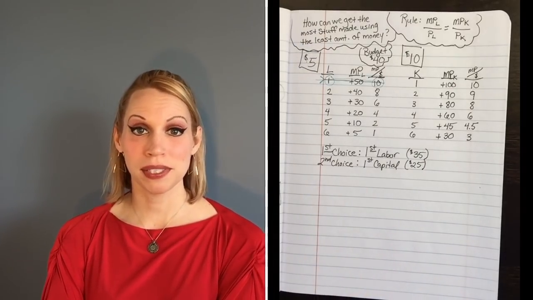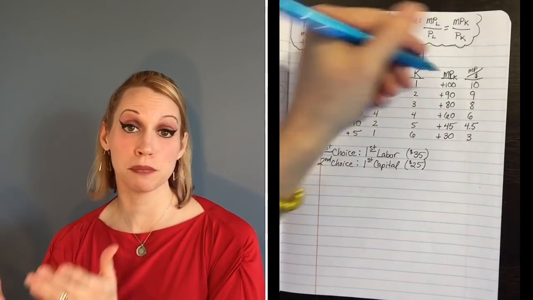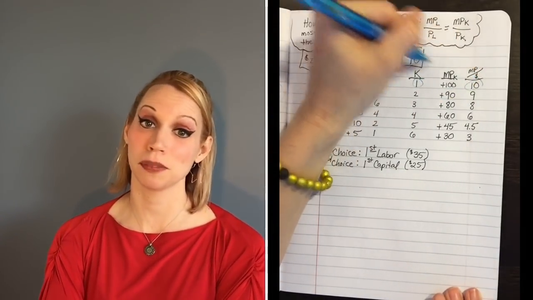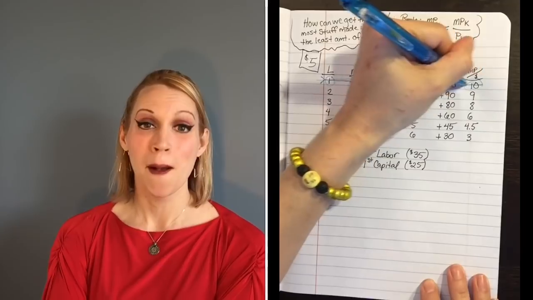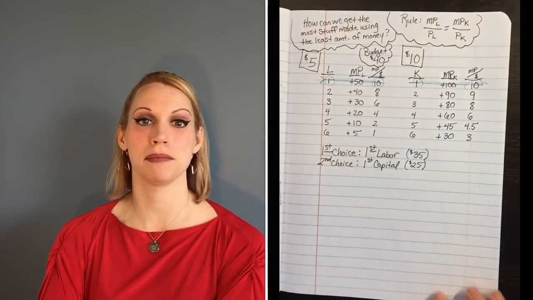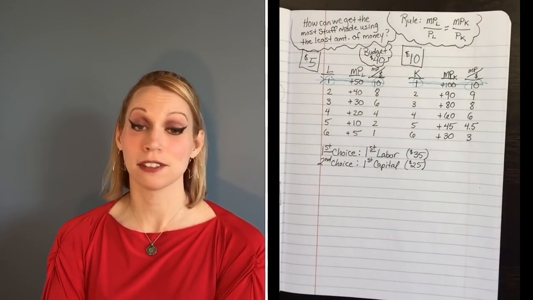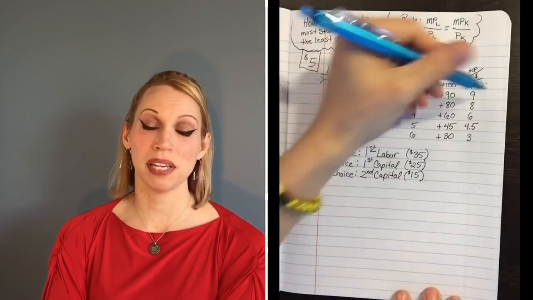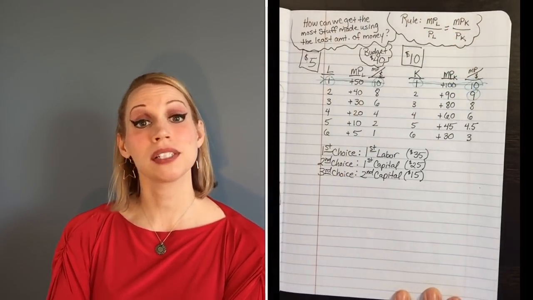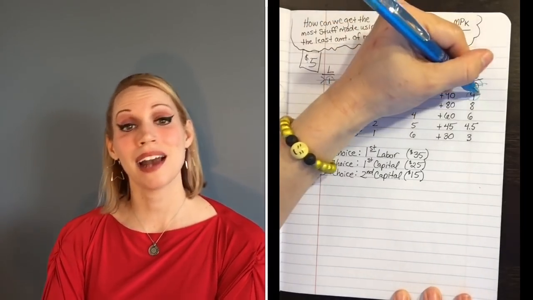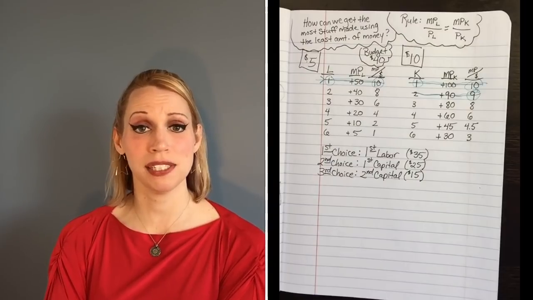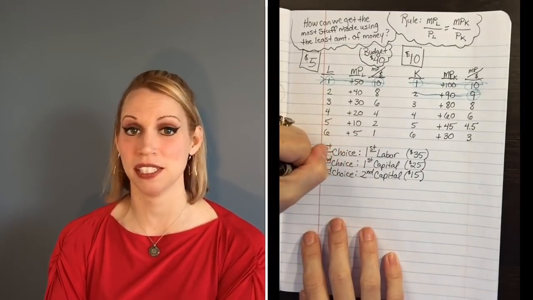Our second choice is probably going to be the first machine. Now that first machine also gave us 10 units of output per dollar spent on it, but we had to spend $10 for that machine, so now our budget is down to $25. Our third choice is definitely going to be our second machine, because our second machine is giving us 9 units of output per dollar. But we are spending $10 on that machine, so now our budget is down to $15.